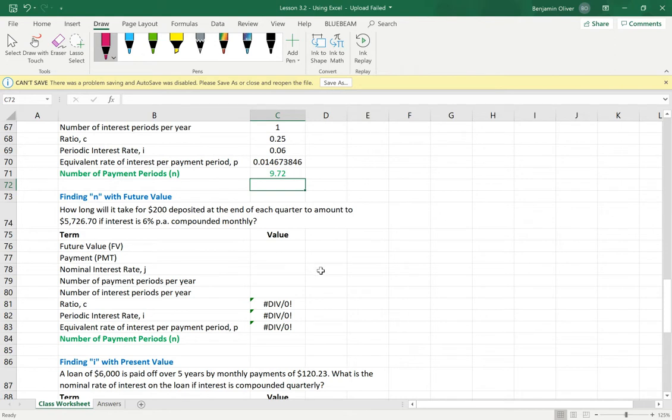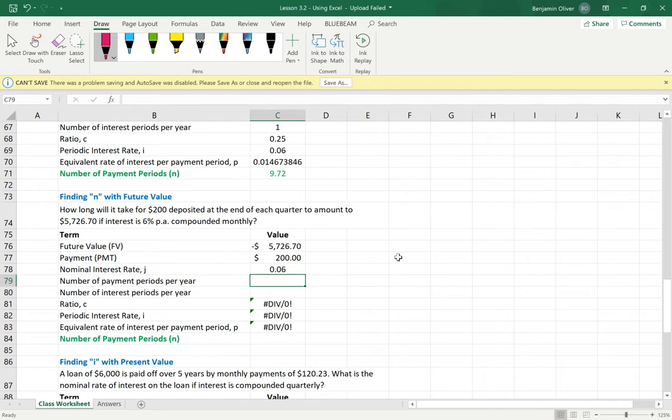So how long will it take for $200 deposited at the end of each quarter to amount to $5,726.70 if interest is 6% per annum compounded monthly? So everything we know in this question, the future value is $5,726.70, again with a negative. Okay. Your payments are $200. Your nominal interest rate is 6% or 0.06.